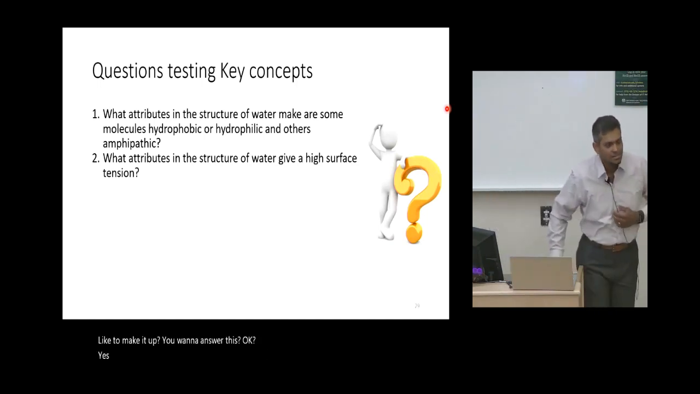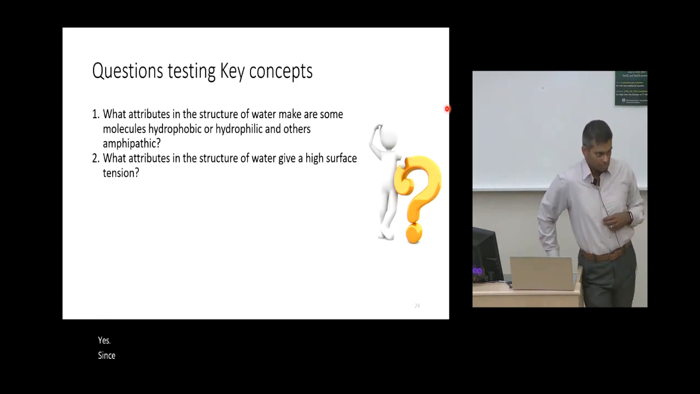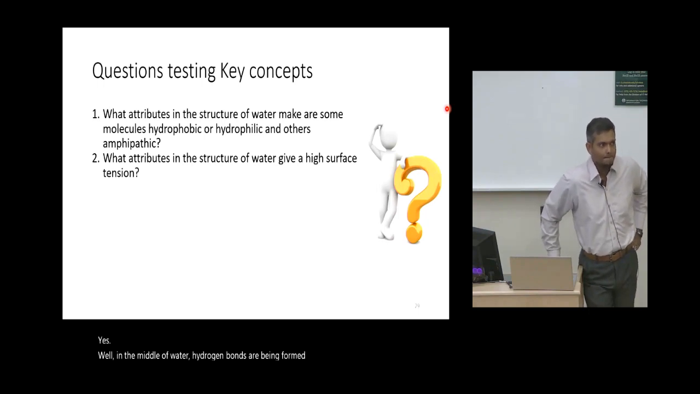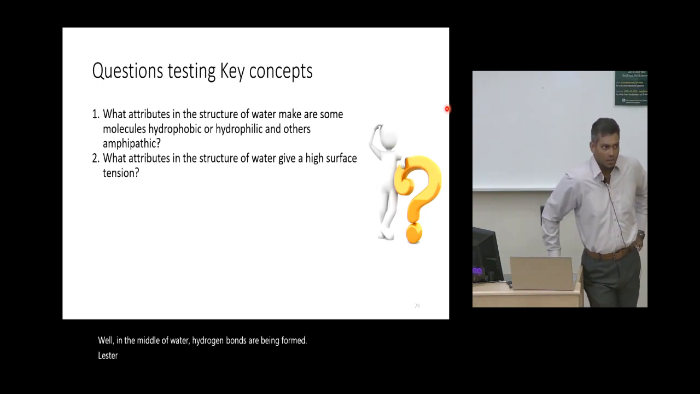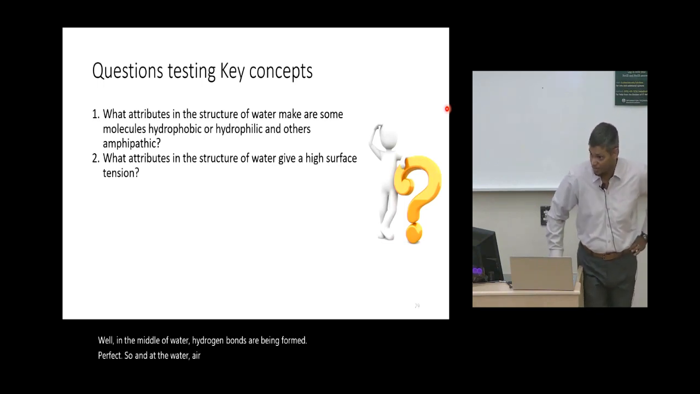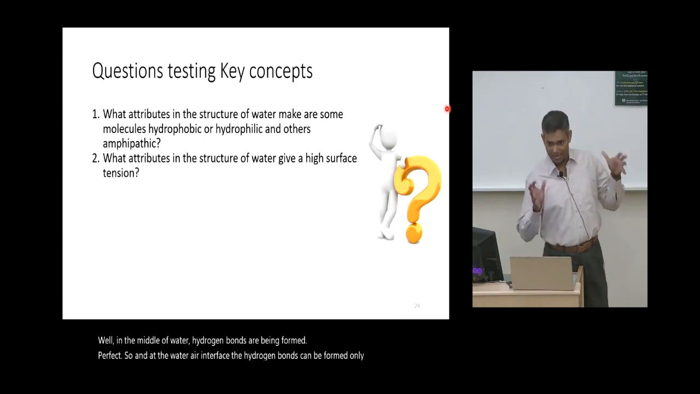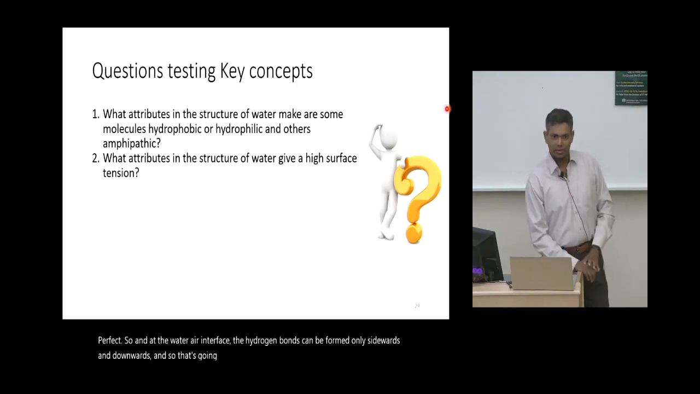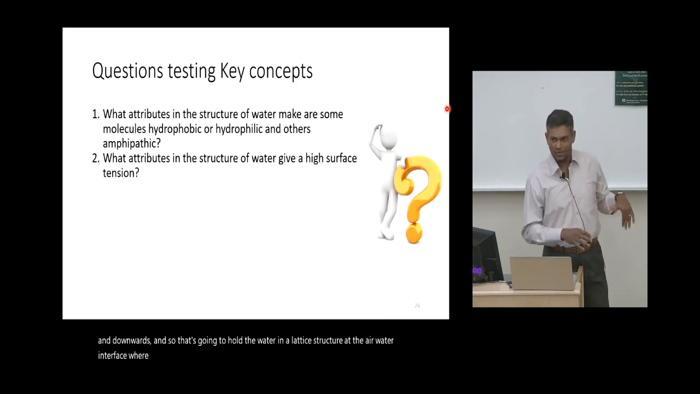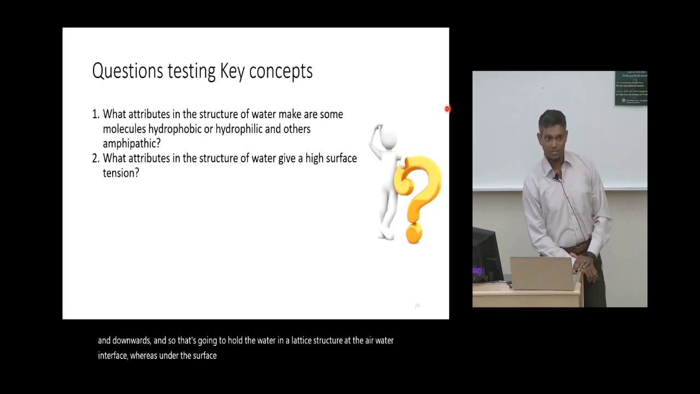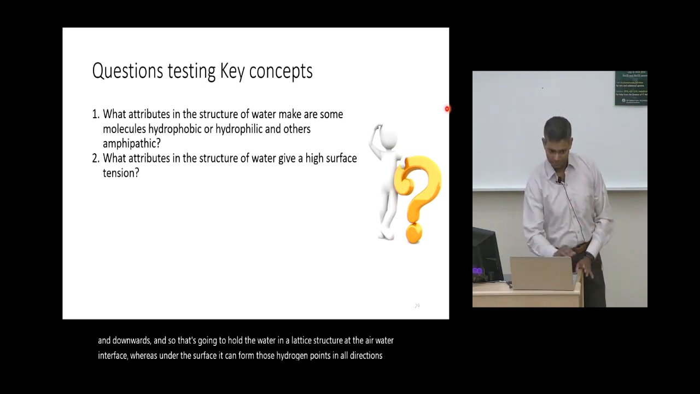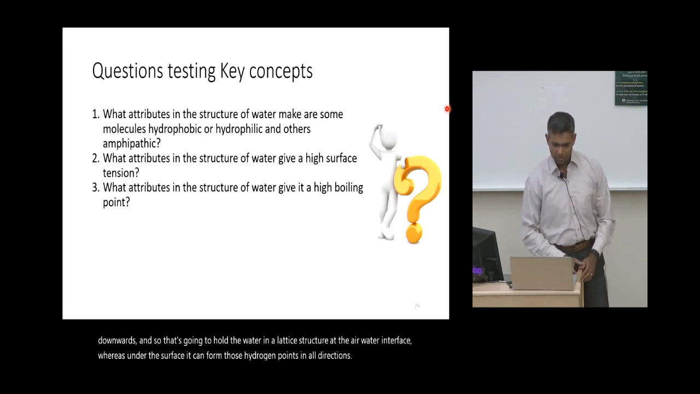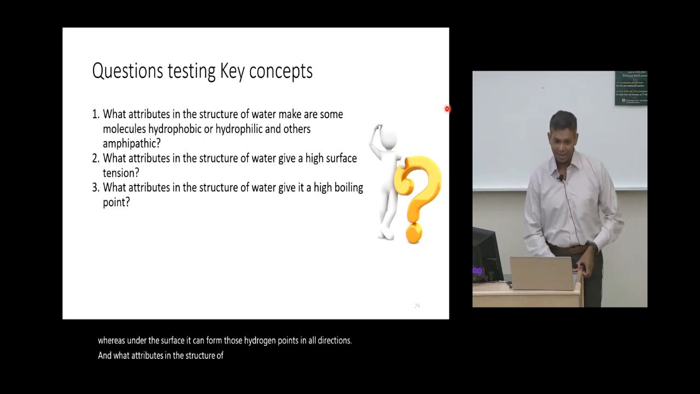Yes. So in the middle of water, hydrogen bonds are being formed in all different directions, but on the surface it's only being formed in fewer directions. Perfect. So at the water-air interface, the hydrogen bonds can be formed only sidewards and downwards, and so that's going to hold the water in a lattice structure at the air-water interface. Whereas under the surface, it can form those hydrogen bonds in all directions. Okay. And what attributes in the structure of water give it a high boiling point?